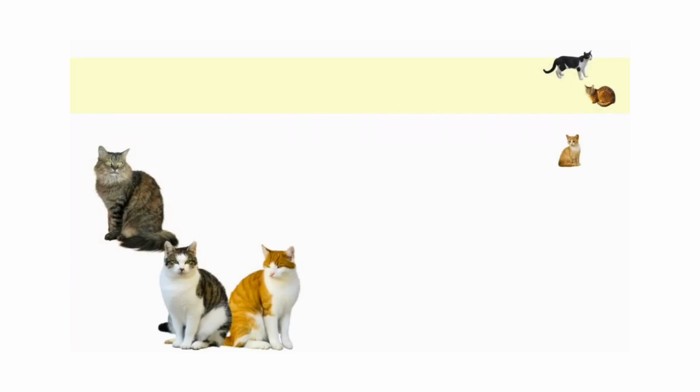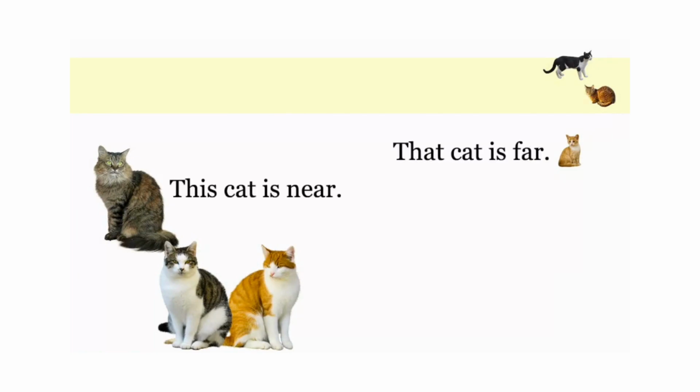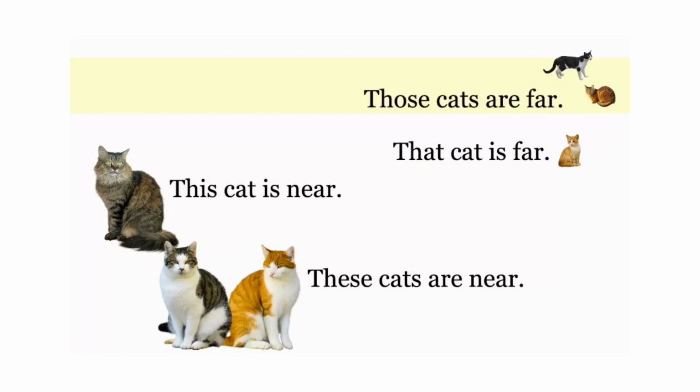Now you know how to use this, that, these, and those. This cat is near, that cat is far. These cats are near, and those cats are far. This, that, these, and those.